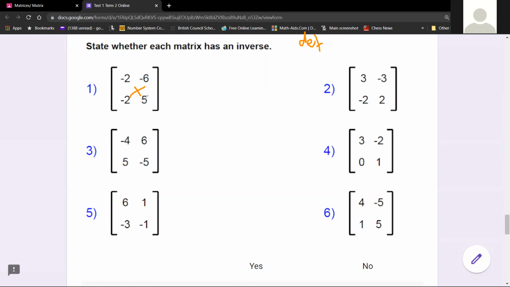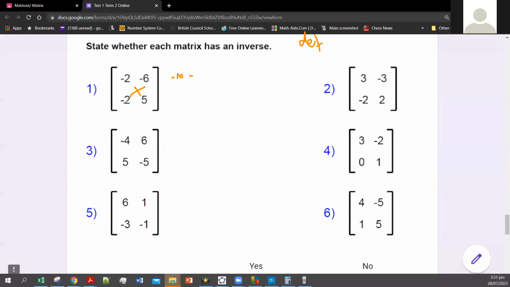So here I can see that 5 times minus 2 is minus 10, minus 2 times negative 6 will give me a positive 12, and definitely this will give me a negative 22, which is not 0. So there is an inverse. The next one, I can already see that if you look at these two numbers, right? This is 20. The other one will be 30.